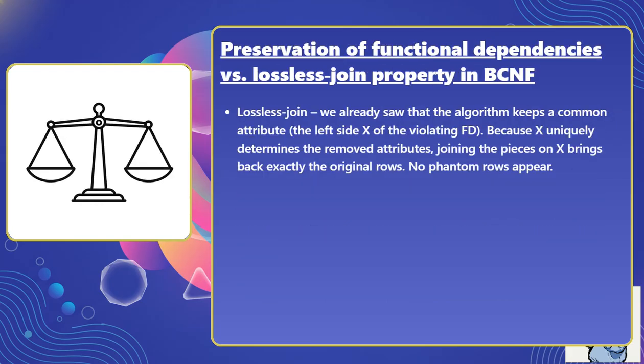Lossless join: we already saw that the algorithm keeps a common attribute, the left side X of the violating functional dependency. Because X uniquely determines the removed attributes, joining the pieces on X brings back exactly the original rows.